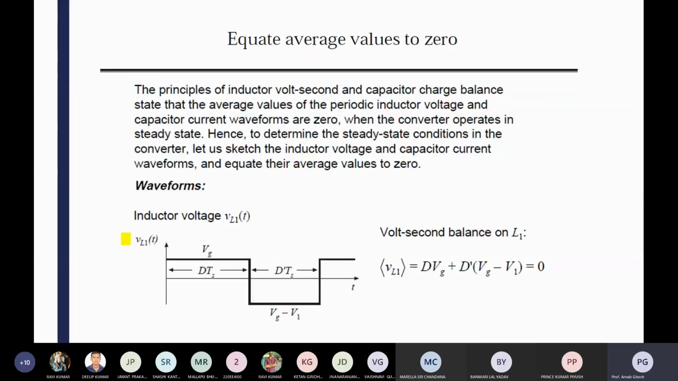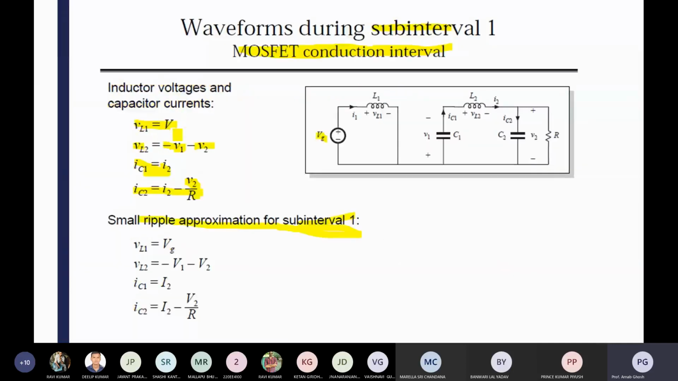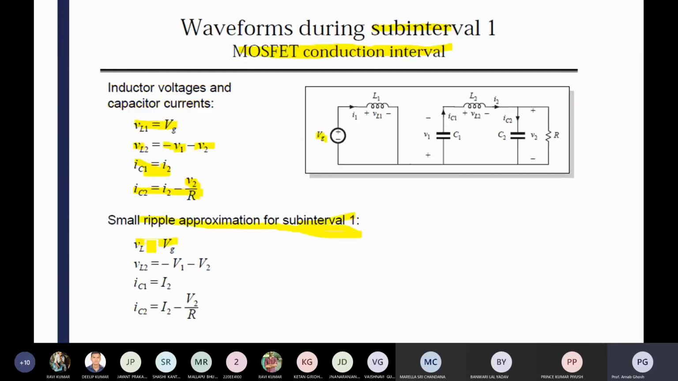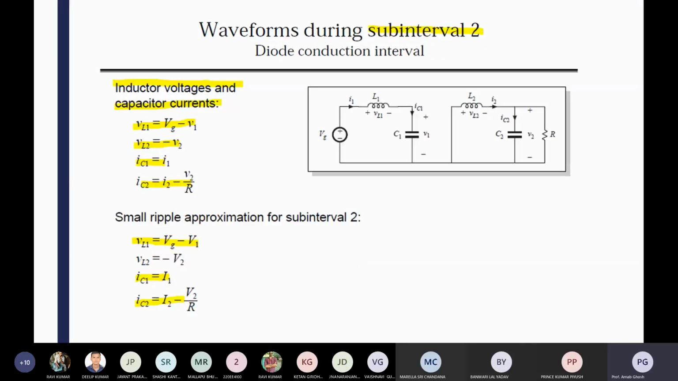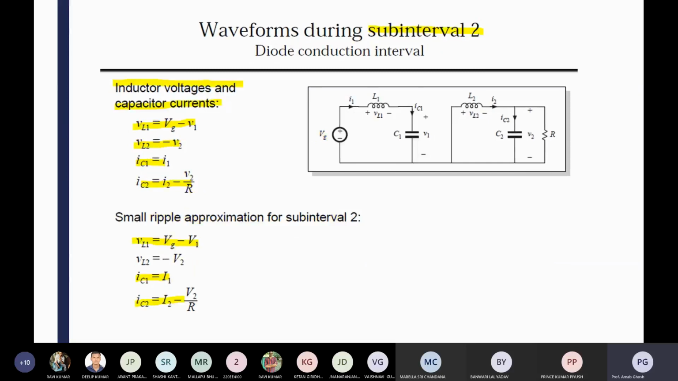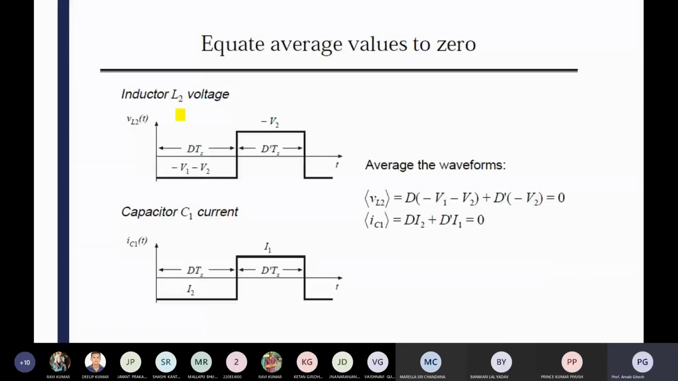So you can see the waveform of the inductor voltage VL1. For DTs it is Vg, and in the second condition Vg minus V1. Again for L2 we get minus V1 minus V2 initially, which is negative, and in the second case only minus V2. If you draw that diagram for the inductor voltage VL2, it is minus V1 minus V2, then only minus V2. Then you average all those values.